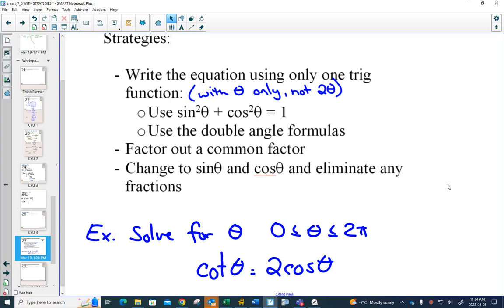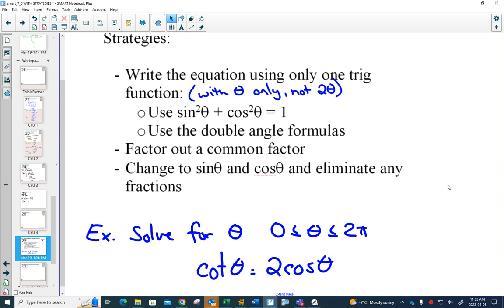I would say the first idea is the main strategy. If you can ever change an equation so that it only has one trig function, either all sine, all cosine, even all cosecant, that's going to be really powerful for helping you solve it. But sometimes that can't be done. In the example that we have cotangent and cos. There's no way to change cos just to cotangent or cotangent just to cos.